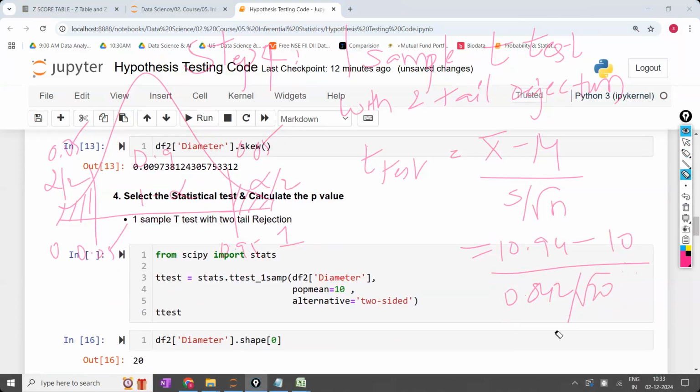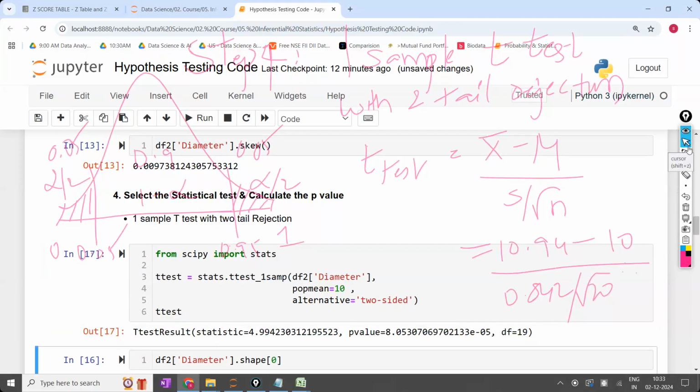So these three values are calculated based on the data. This value was given here. Based on this, it is going to give the test statistic value and from that the p value also. The test statistic value you are going to get is 4.99, and the p value is 8.05 into 10 to the power of minus 5.